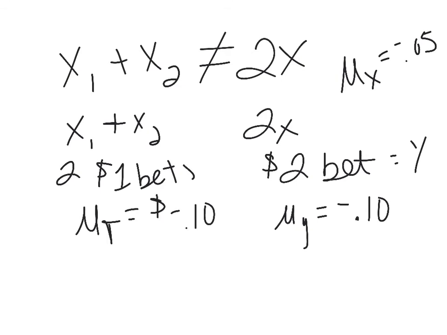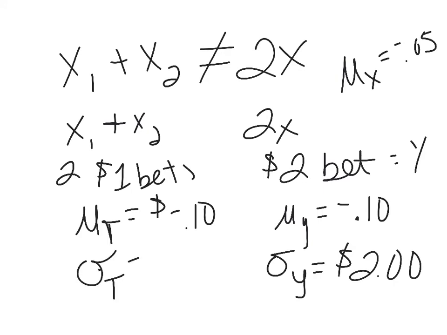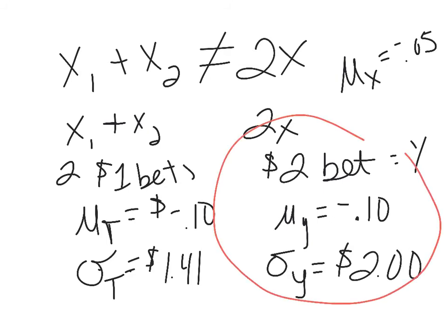But when I calculate standard deviation for both of these, I get a deviation of $2 for my $2 bet, but a deviation of $1.41 for my two individual $1 bets. So my average is the same. I'm on average losing 10 cents for each one of these bets, but my $2 bet gives me that bigger chance of a quote-unquote big payout.